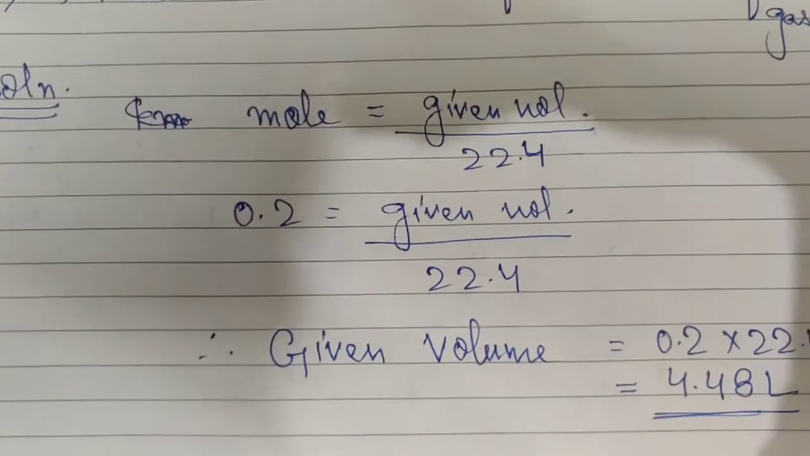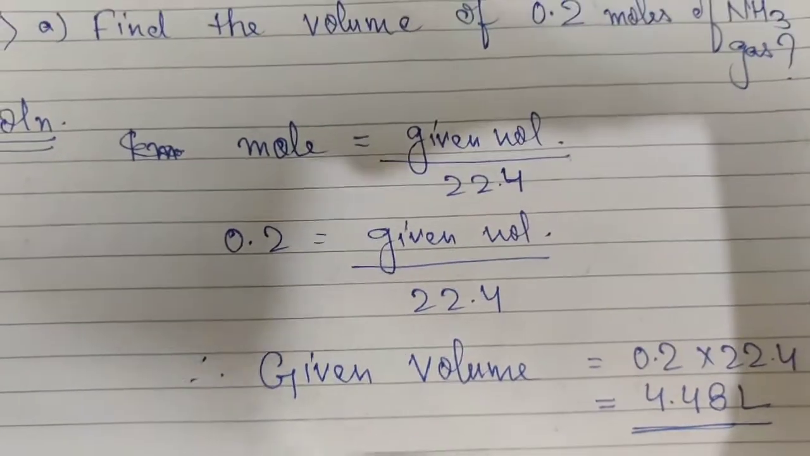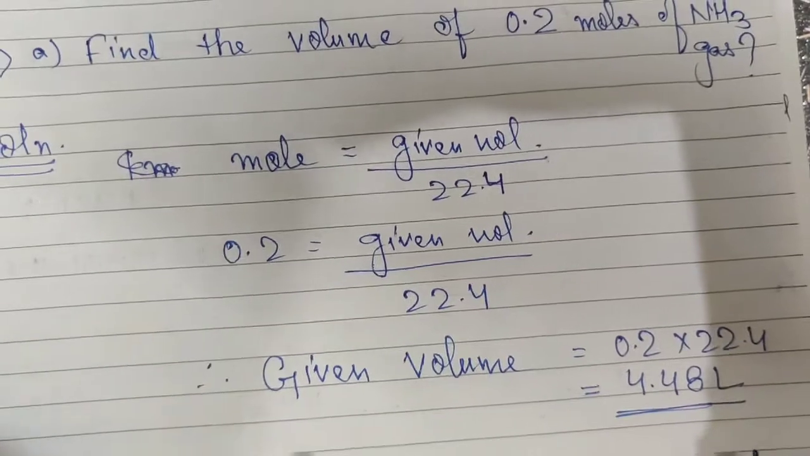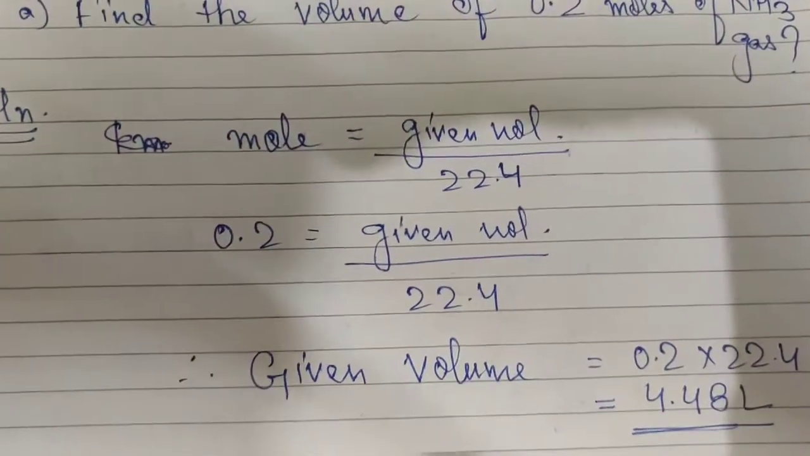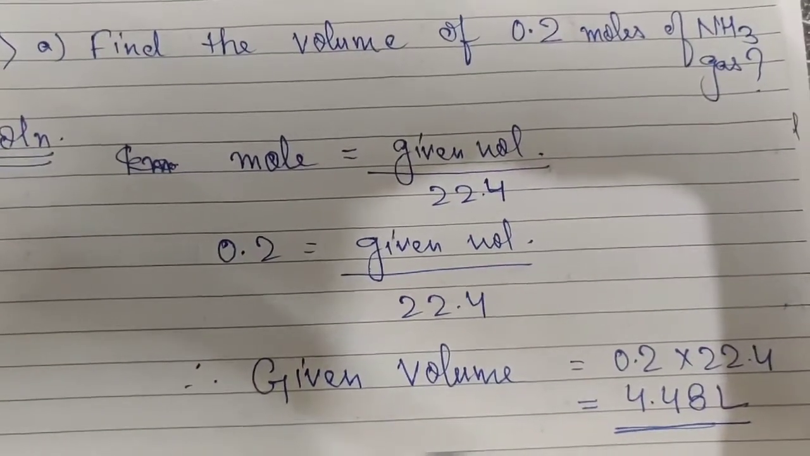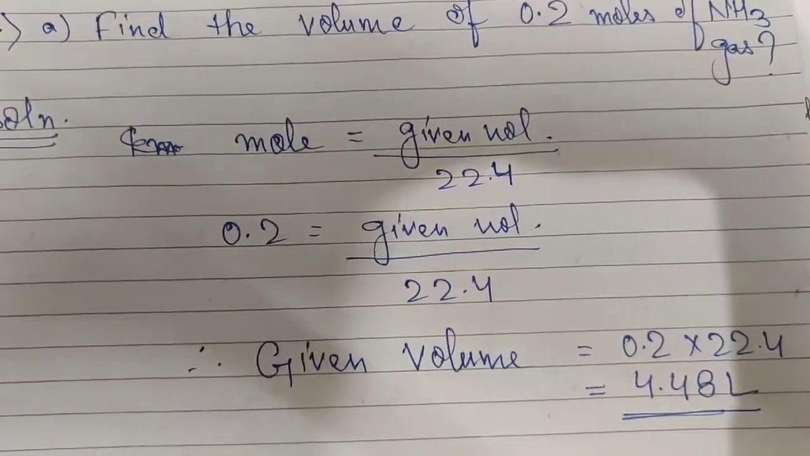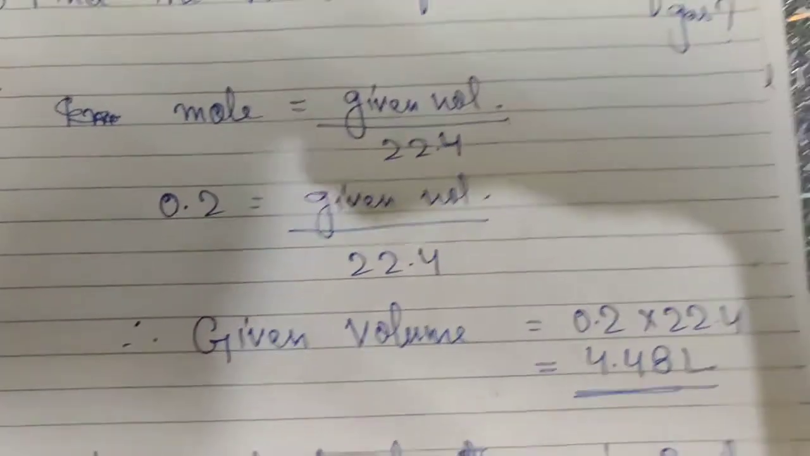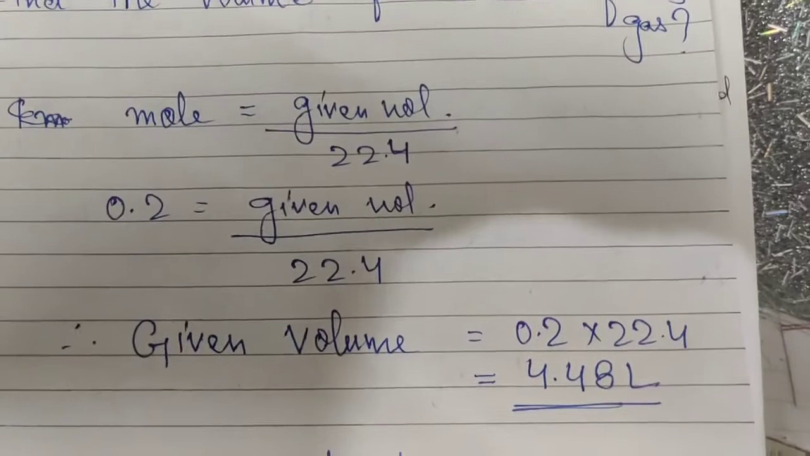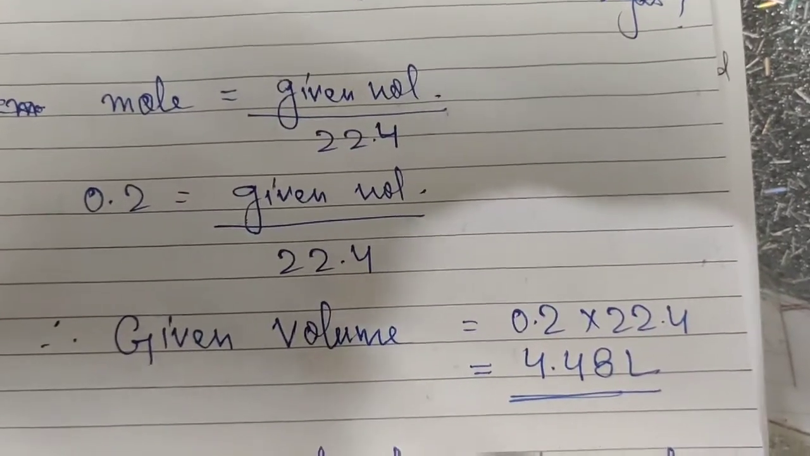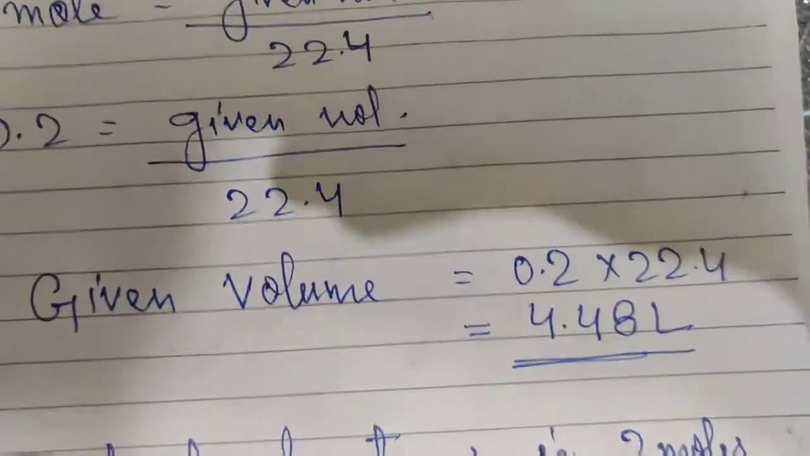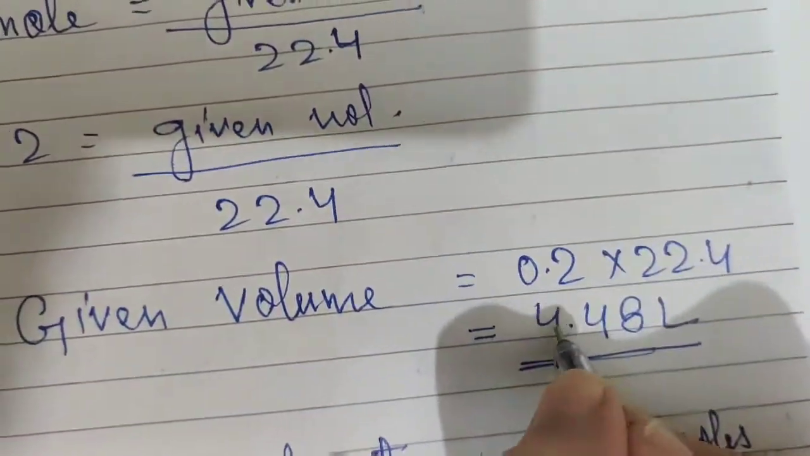Otherwise, you can simply use the formula of mole. The formula of mole with respect to volume is equal to given volume upon 22.4 liters. Mole mentioned in the question is 0.2, which is equal to given volume upon 22.4. So what will be the value of the volume occupied by ammonia gas? It will be 0.2 into 22.4 liters, which will be equal to 4.48 liters as mentioned here.